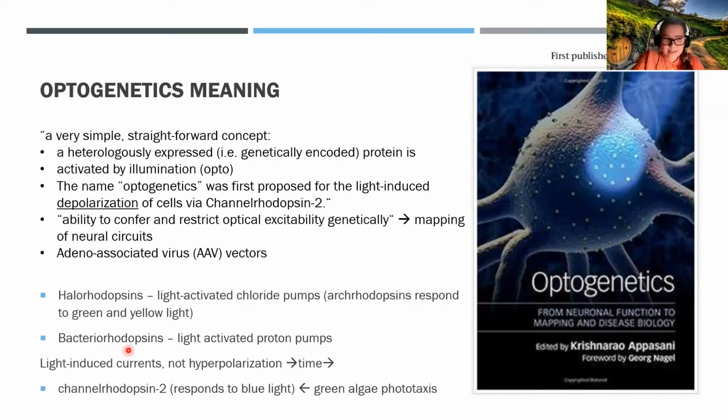First, the opsins introduced into the optogenetics field were halorhodopsin and bacteriorhodopsin. They are a bit different from channelrhodopsin because they are much simpler proteins. This is a pump, and this is a proton pump. Both of them are from archaea, whereas channelrhodopsin is from green algae.